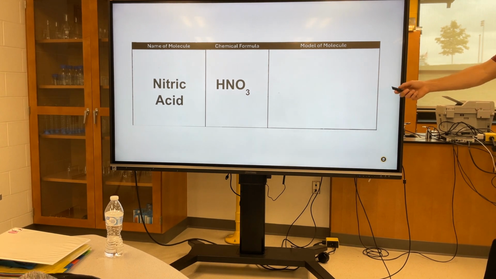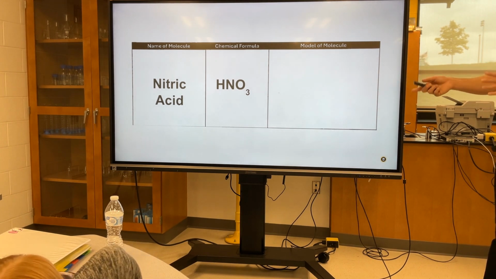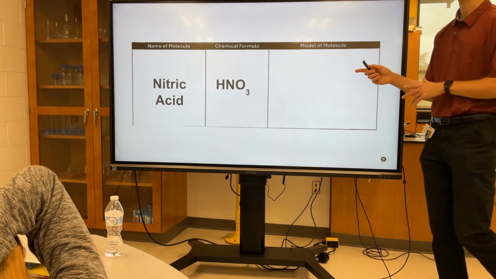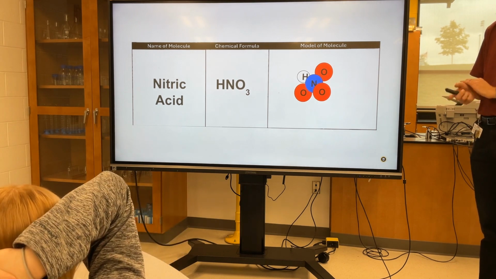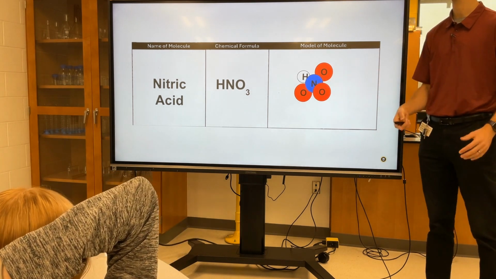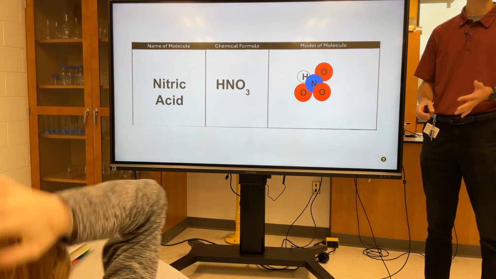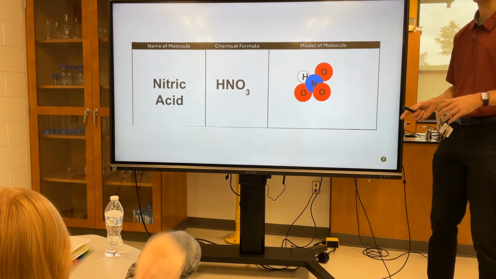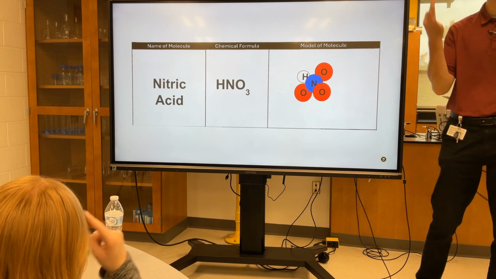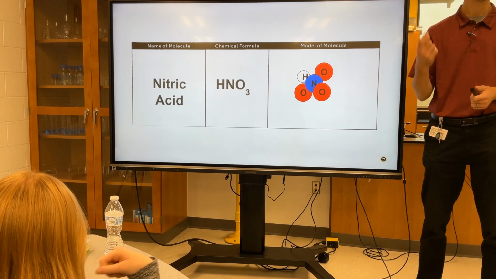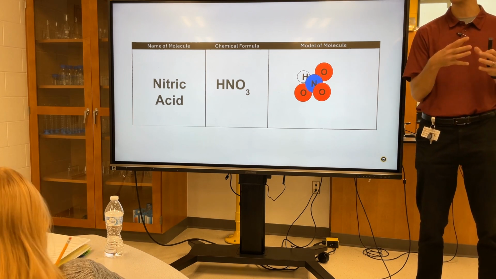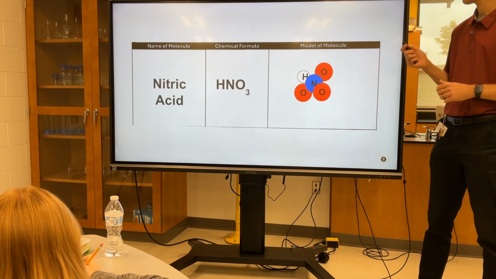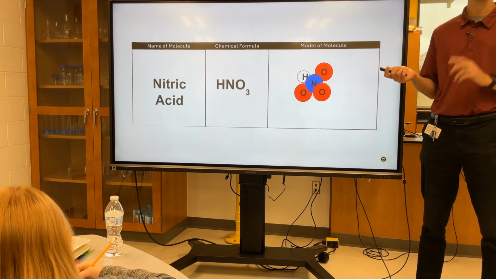All right, nitric acid should be the name of the molecule for the first one. HNO3 is the chemical formula. Your model should look something like this. If you put the H in the middle, as long as one of them is in the middle and the other one's on the outside, that's fine. Really, the most important thing is do you have 3 O's, 1 H, and 1 N. If you have those and they're all connected somehow, I give you the point. Questions about that? Yes.